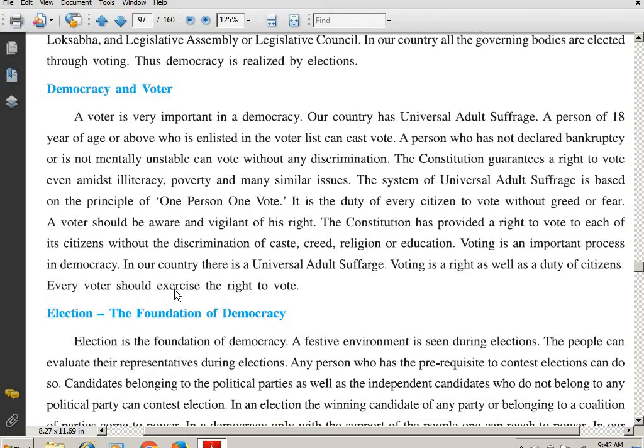Voting is an important process in democracy. In our country, there is universal adult suffrage. Voting is a right as well as a duty of citizens. Every voter should exercise the right to vote.